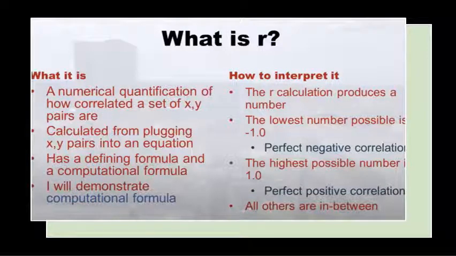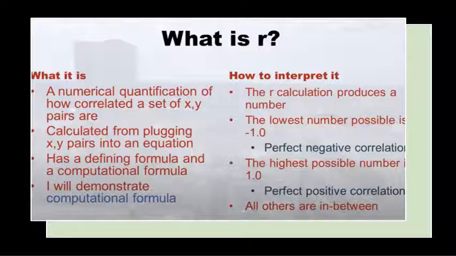Okay, so R is a numerical quantification of how correlated a set of X and Y pairs are. All you're going to do when you want to calculate R is plug a set of your XY pairs into an equation, which we'll show you later. This has a defining formula and a computational formula. We're going to look at the computational formula. So whenever we figure out what our R is, how do we even interpret it? What are we even doing about it?